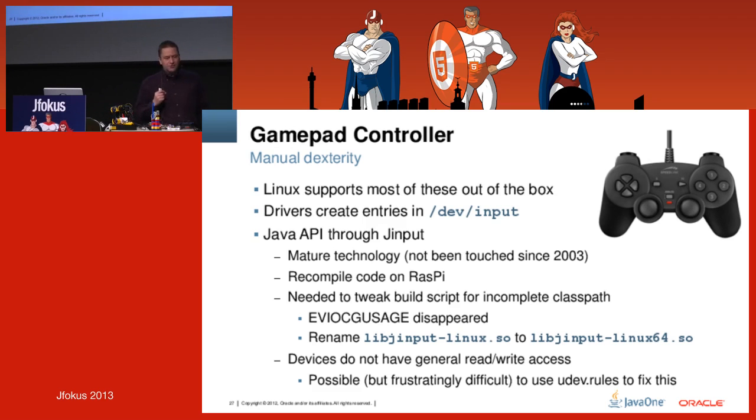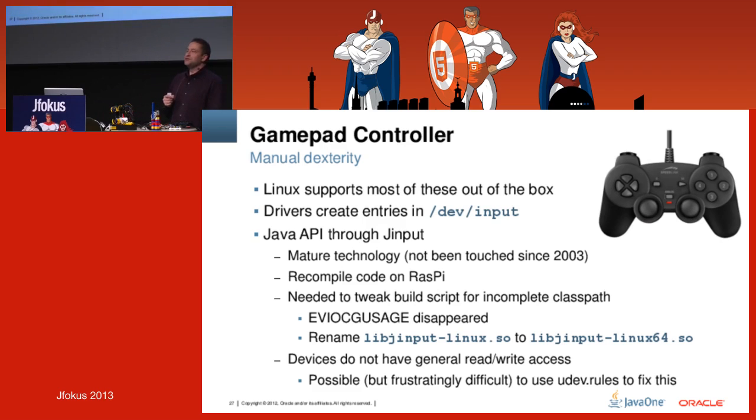Another thing that I thought would be interesting to connect to the Raspberry Pi was a gamepad controller. So I went to Amazon and I bought one of those for a few pounds, and I thought, right, let's see what we can do with that. So Linux supports most of these out of the box, so you don't have to worry about those. There's entries created in /dev/input that you can get to, and then there's a library called jinput, which allows you to work with things like gamepad controllers and other types of input devices. It is what I would describe as a mature technology, because it hasn't been touched since 2003.